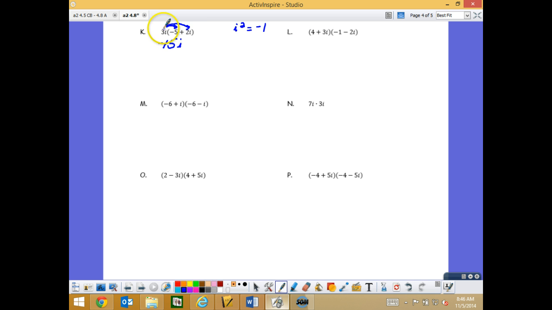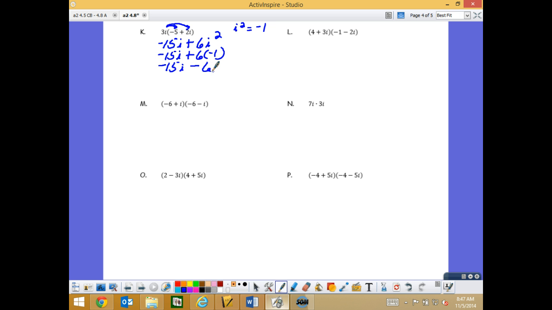So then, when we distribute the 3i to the 2i, we end up with plus 6i squared. And in this case, that 6i squared becomes 6 times negative 1, because i squared is equal to negative 1. So we have negative 15i minus 6.